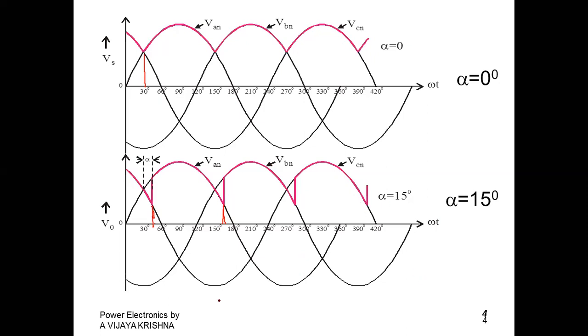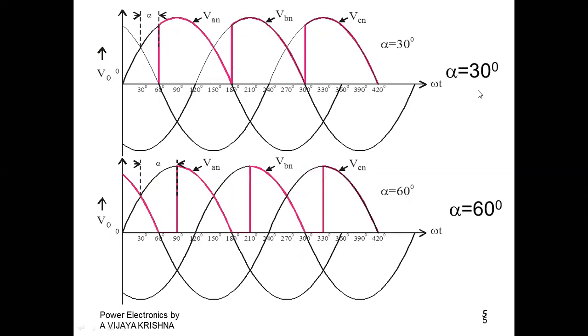Okay. Next waveform should be alpha equal to 30 degrees. Alpha equal to 30 means again it should be the same, pi by 6 plus alpha. Alpha plus pi by 6, alpha is equal to 30. 30 plus 30, 60. At 60 it should be starting. The output magnitude should be again 60 plus 120, 180. 180 plus again 120, 300. 300 plus 120, 420, like that.